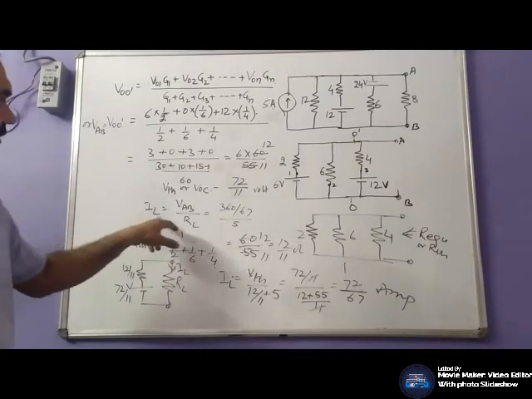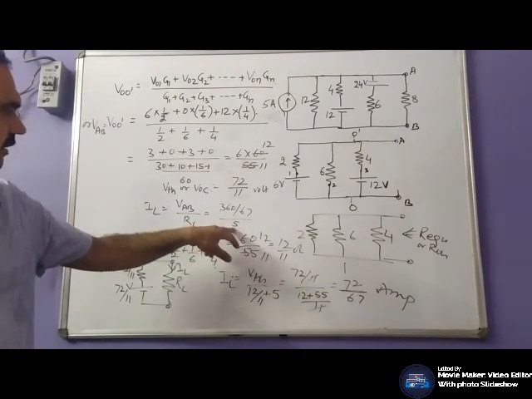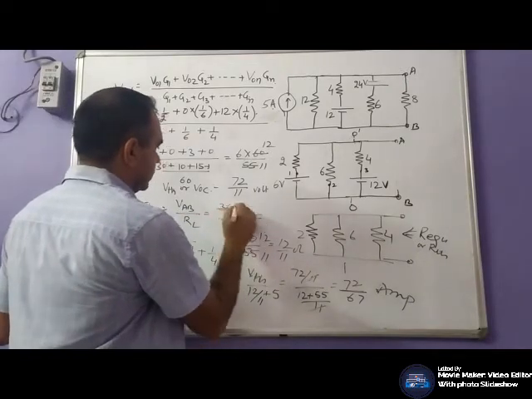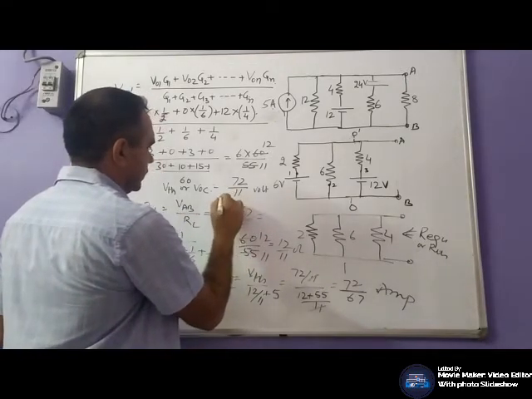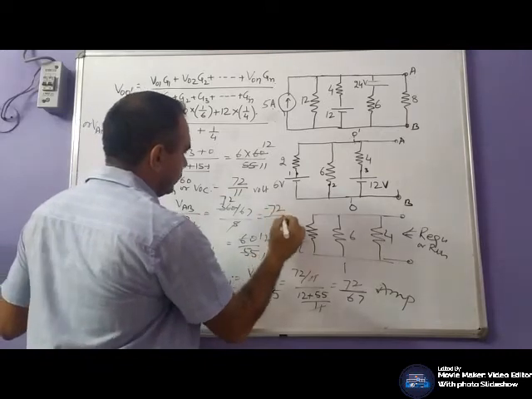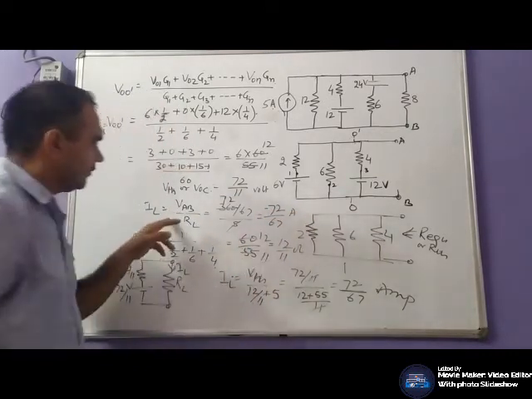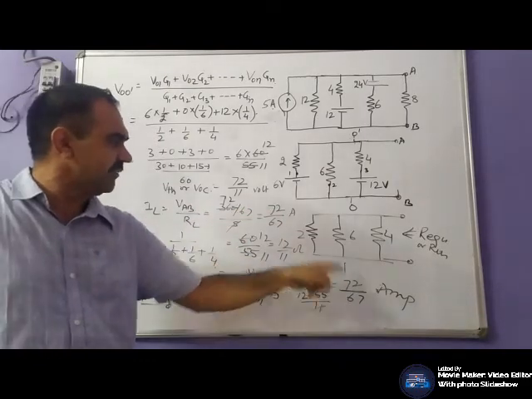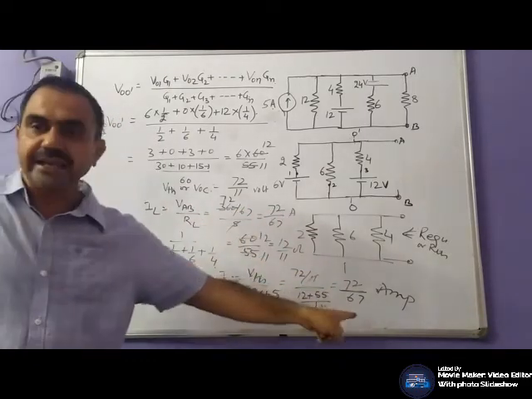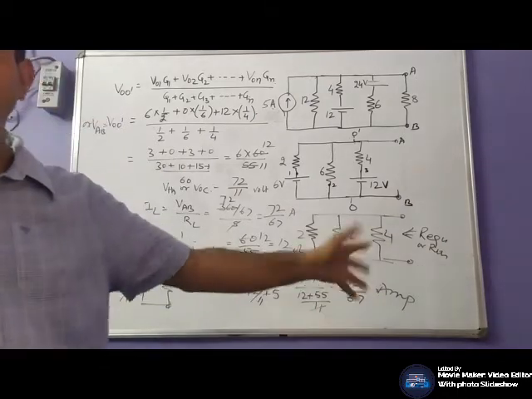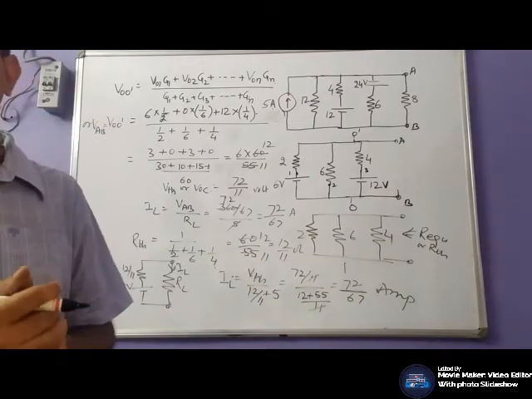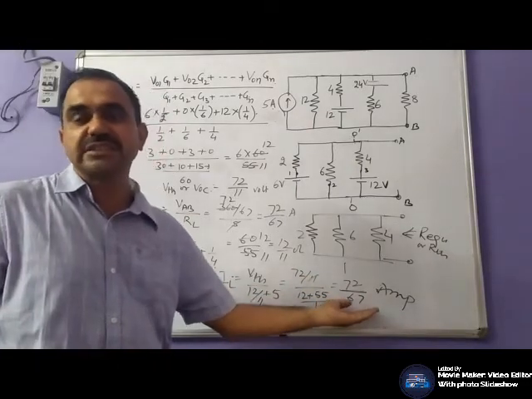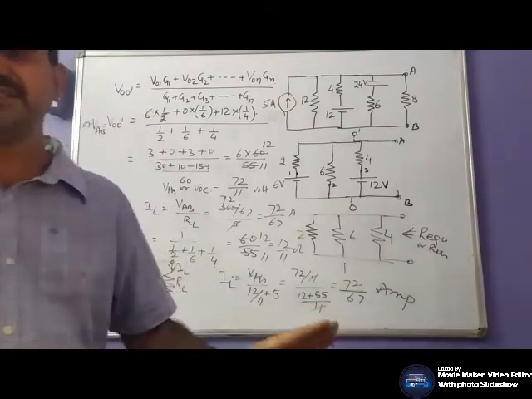When you find it out directly, the current was 72 by 67 ampere, and again using this Thevenin theorem technique, it is 72 by 67. There is no change in the result.